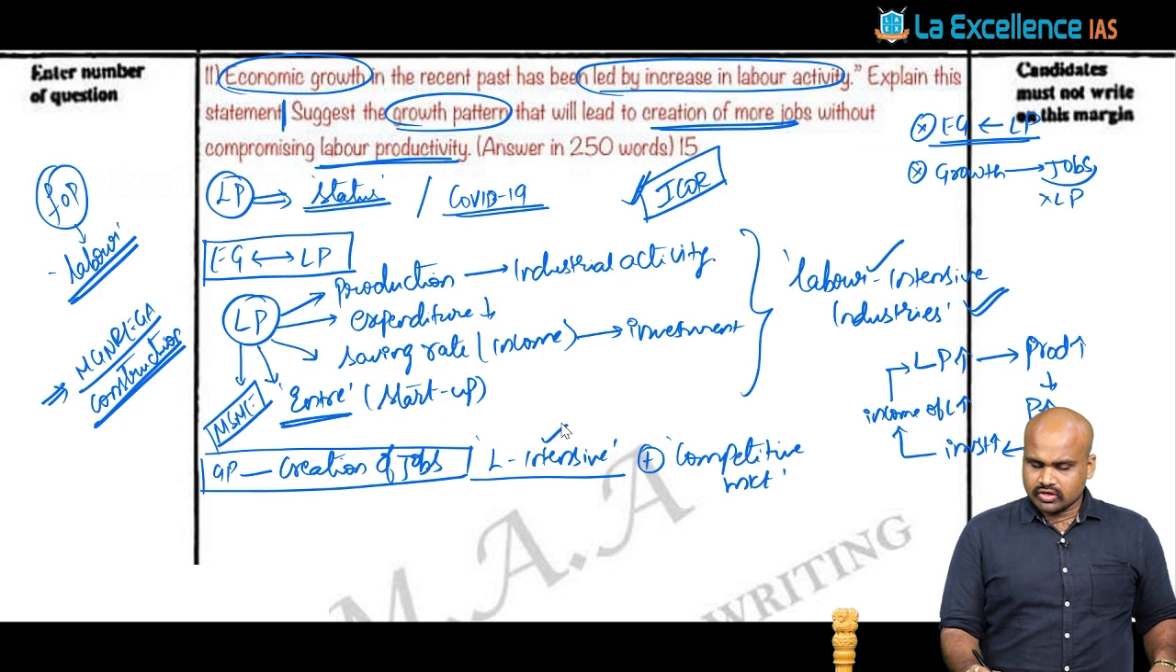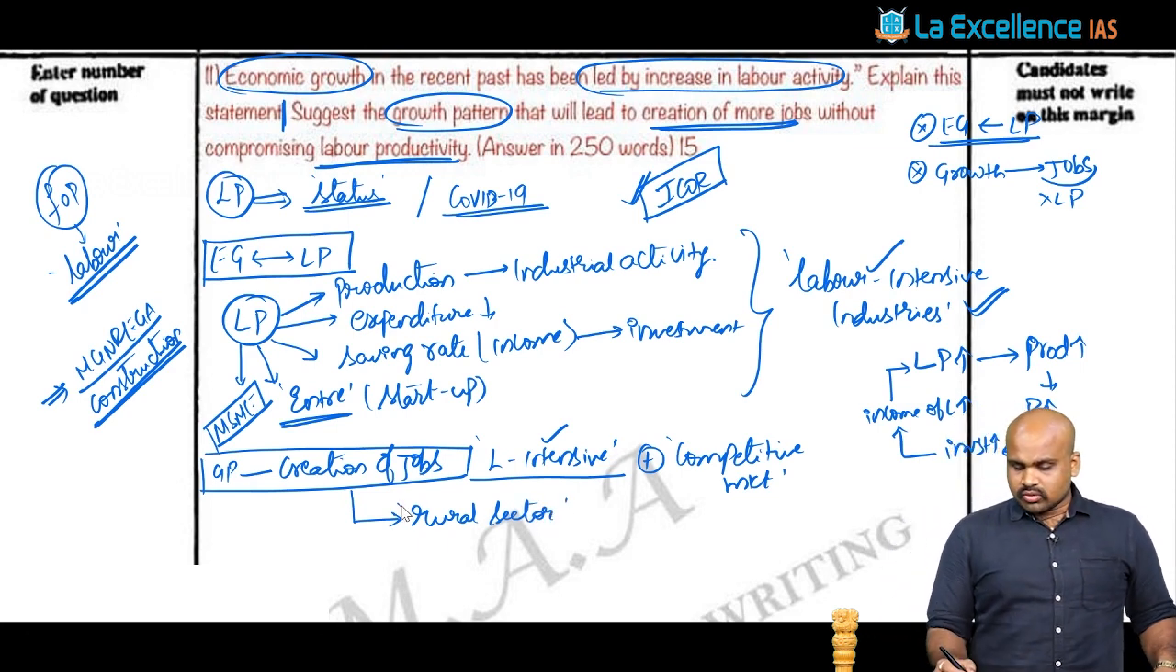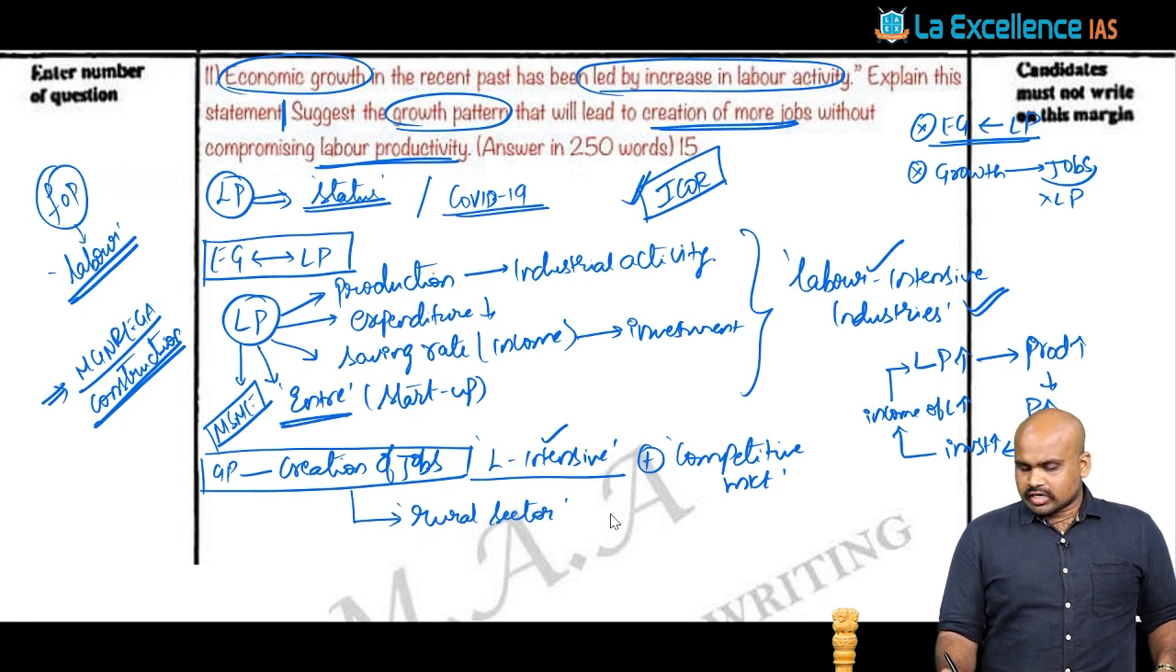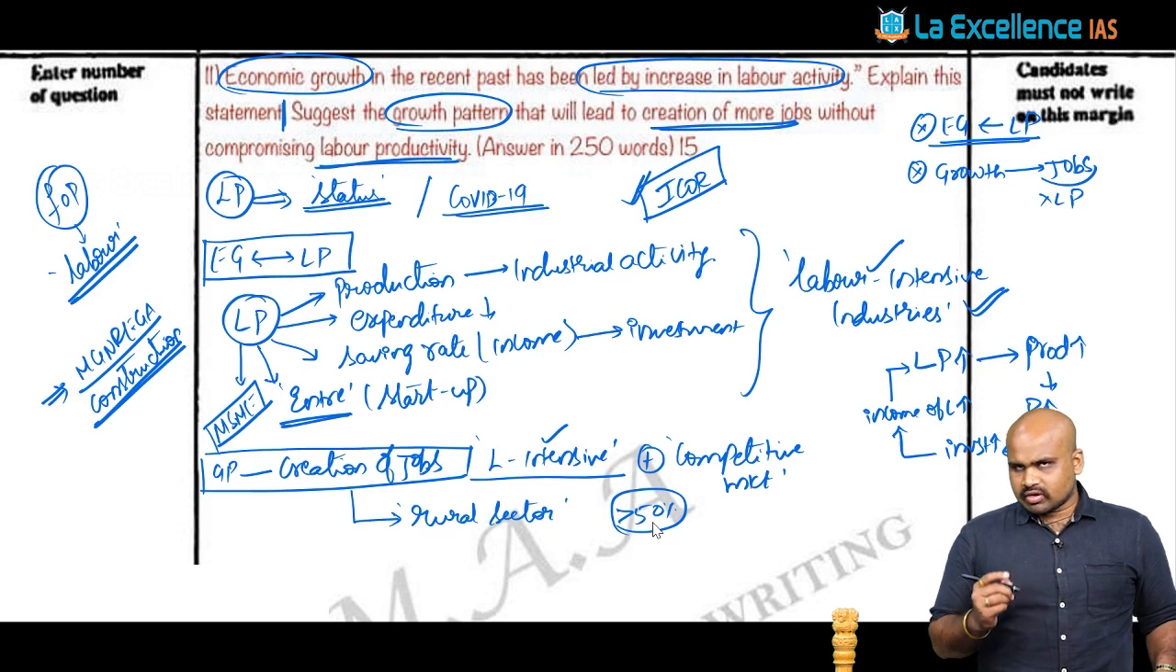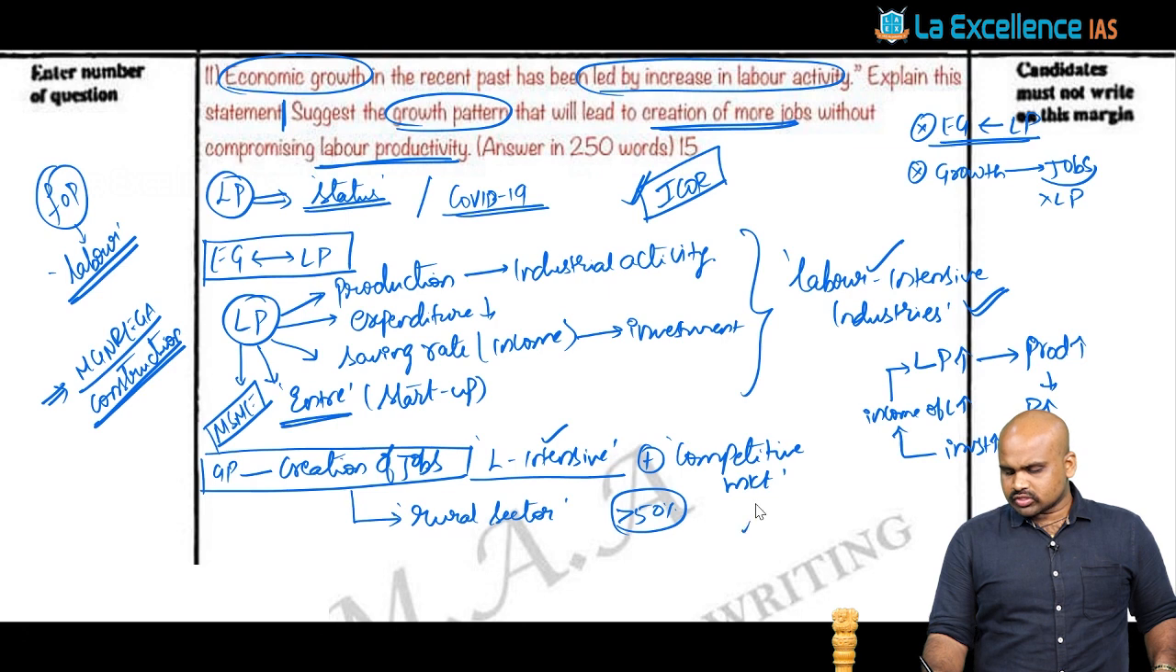Not only that, we also need to focus upon what, my dear? We also need to focus upon the rural sector, because when you look at the rural sector, we know that more than 50% of the population is dependent on agriculture. And when we observe the trend with respect to the transition, we see that most of the people are directly transitioning from agriculture to the services sector.